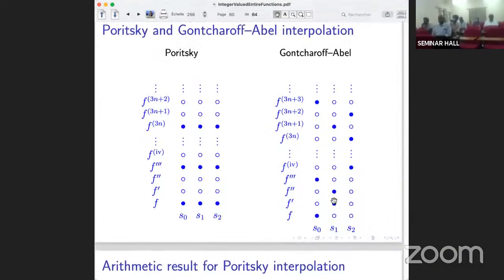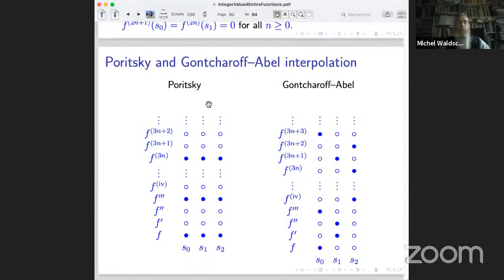So we can do something else, which is instead of taking 2 points like in Lidstone, you can take 3 points or k points. And this was studied by Poritsky. And also you can take the Goncharov-Abel situation, where you take finitely many points for Goncharov, and you take for each derivative one of the points. You take, for example, f of s0, f prime of s1, f double prime of s1, f triple prime of s0, f4 of s2, and so on. So for each derivative, you take one of the values. And you see that here, if you take the sequence S0, S1, S2, Sn, you get the Abel interpolation.